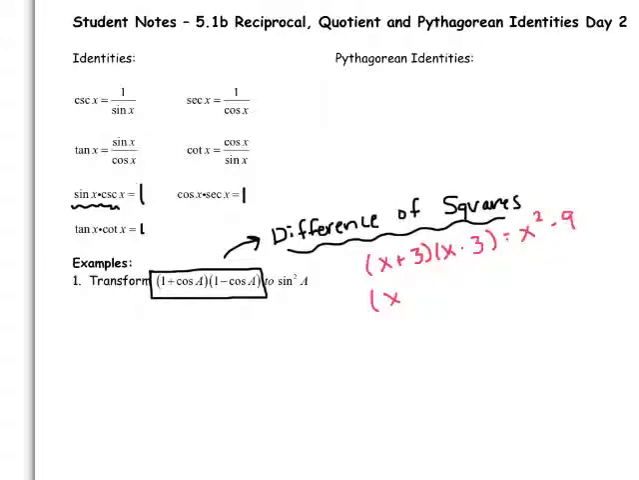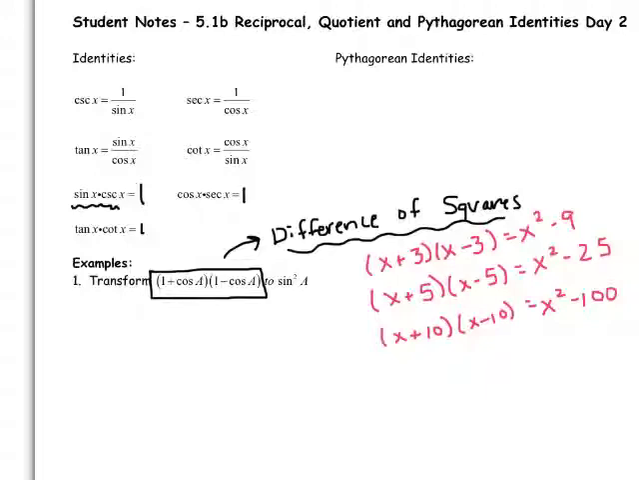So think to yourself really quickly, what is x plus 5 times x minus 5? Or what is x plus 10, x minus 10? So you get to the point where you don't think about it anymore. You just know that it's going to be x squared minus 5 squared. So x squared minus 25. And x squared minus 100. So same thing for trig. It's going to be 1 squared is 1 minus cosine squared.